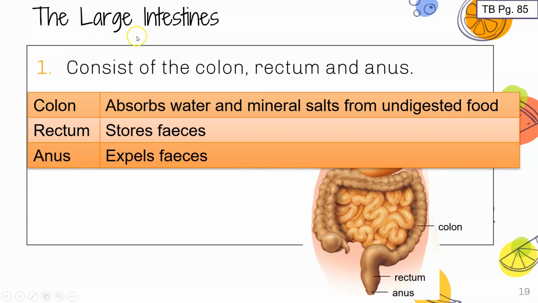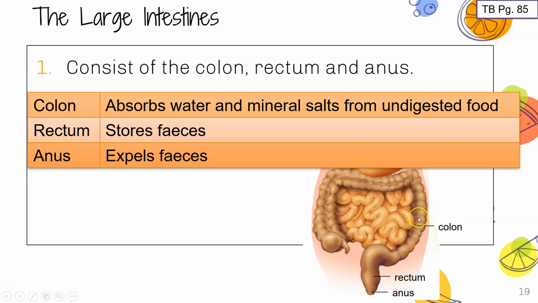Lastly, let's talk about the large intestine. The large intestine consists of the colon, the rectum, and the anus. The colon absorbs water and mineral salts from undigested food. So we learned that the small intestine absorbs food, and most of the food is absorbed in the small intestine. The excess water would then enter the colon and be absorbed there. So the colon will absorb water and mineral salts. That's its function.